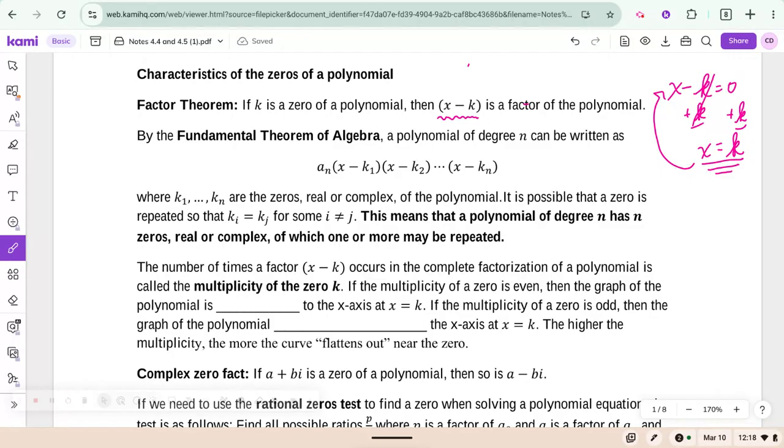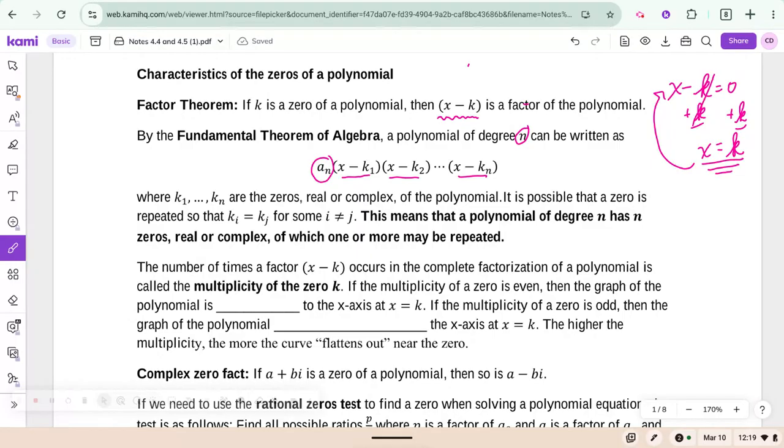Now, the fundamental theorem of algebra is an extension of that. It says a polynomial of degree n can be written as a sub n times x minus k sub 1 times x minus k sub 2 ... times x minus k sub n. So we know that if you have a polynomial of degree n, there can be at most n different zeros or x-intercepts. And so there would be n of these factors. So you could take all of the solutions and write them as factors. Now a sub n is just the leading coefficient.